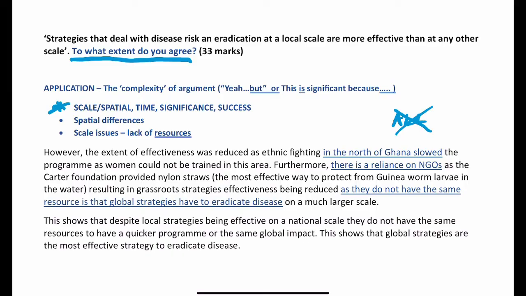And I've done a nice link back to the question here where I've said local strategies are effective on a national scale, but actually the global strategies are the most effective to eradicate disease. So this argument here is where I'm going to double down later on, but I've already set it up in my link back to the question.